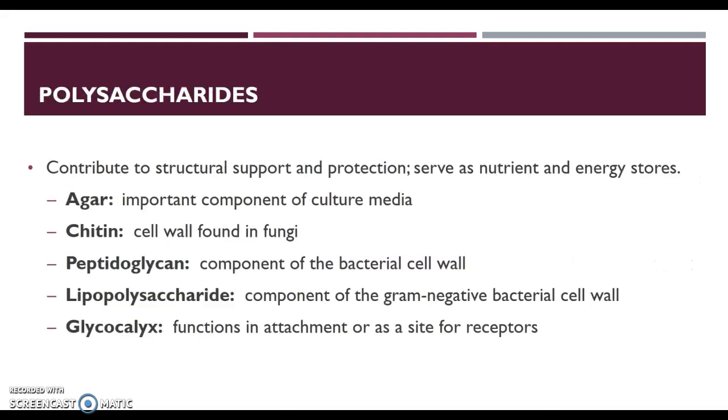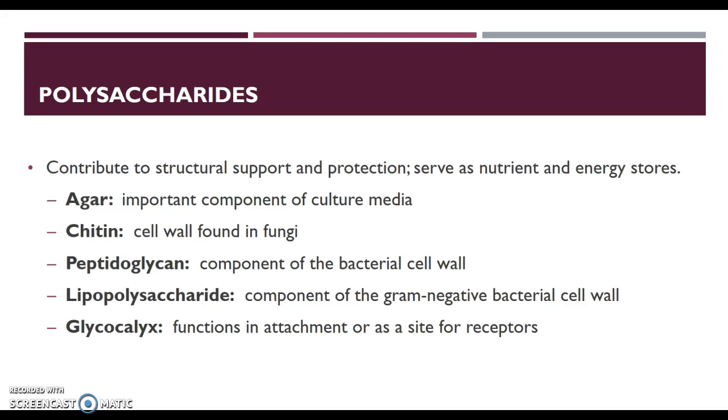So when we combine many monosaccharides or monomers, we produce polysaccharides, and polysaccharides are large carbohydrates that contribute to structural support and protection in cells, and they serve as nutrient and energy stores as well.